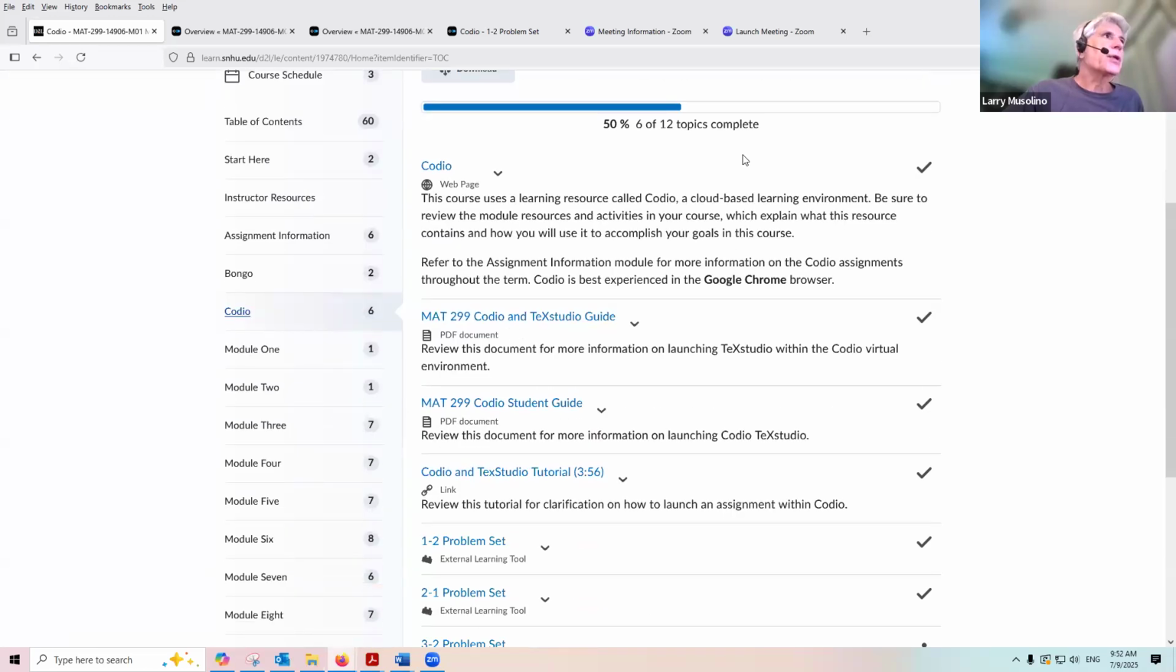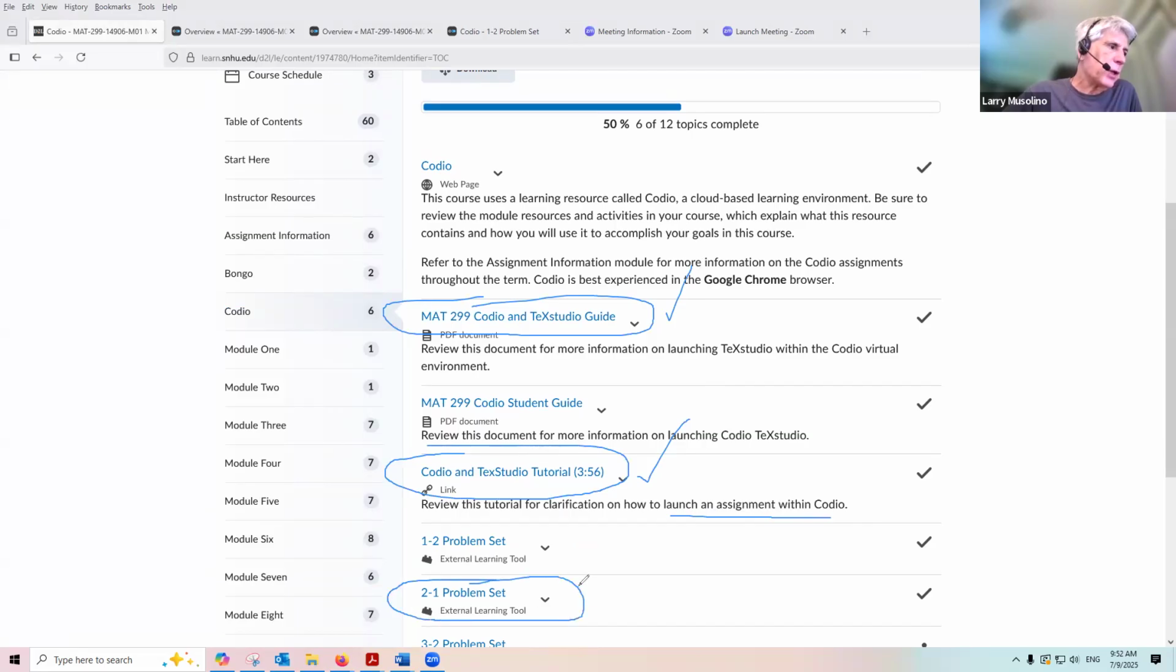please notice that there's a good guide. So here is a Codio and Text Studio guide. So please check that out. Here is a short tutorial. This is about 4 minutes. This kind of walks you through on how to launch an assignment within Codio. Then when you're ready to start on the Module 2 problem set, you would click on this link there.